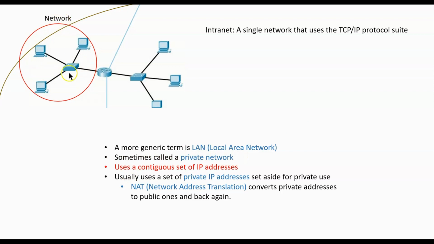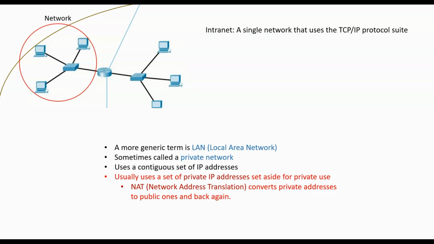Of course, because this is a network and because it's on one side of the router, it uses a contiguous set of IP addresses. Now, these IP addresses are usually a special kind. They are usually taken from a set of private IP addresses, and we'll get into these much more later on in the course. However, just know that among all of the addresses in the IP protocol, there are sets of contiguous addresses that are set aside for private use that are not used on the internet. They are used by a company for itself.